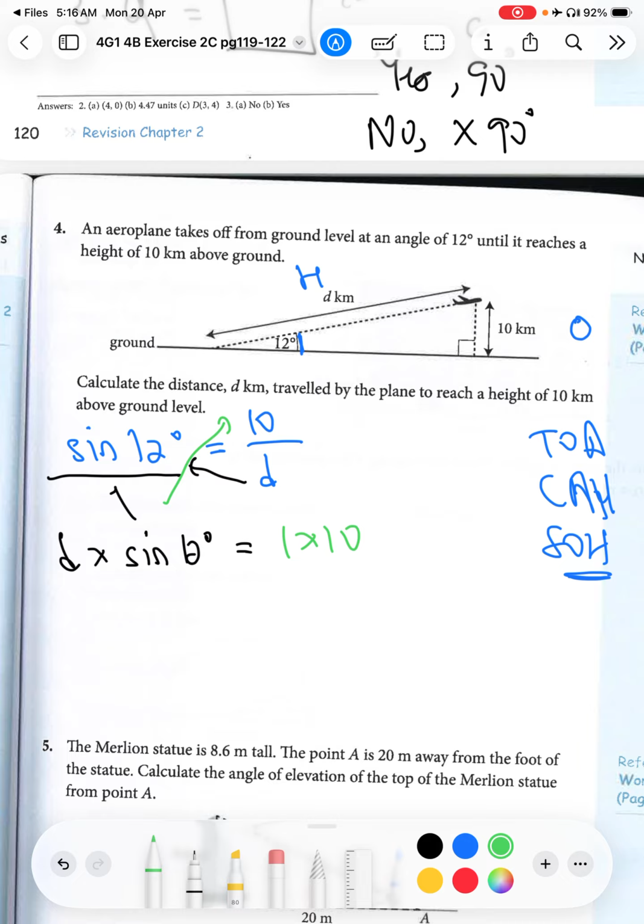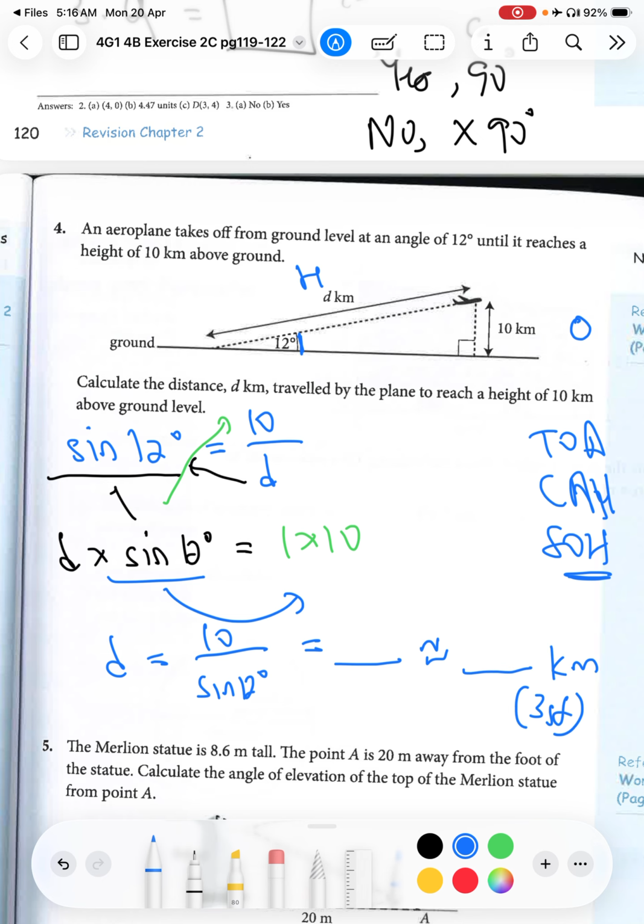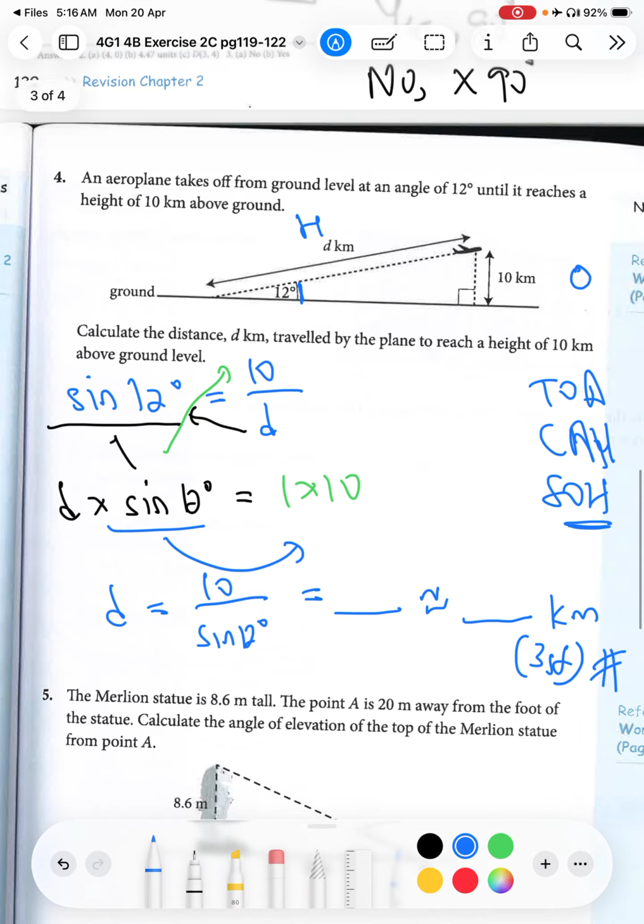Then to find d, I don't want the sine 12, so I bring it over. Times becomes divide, so d is 10 over sine 12. Then you press the calculator and round off to 3 SF. Okay, for this, give it a try.